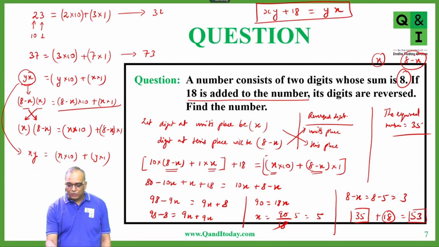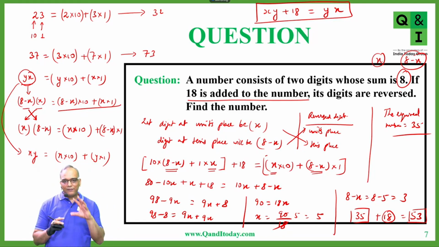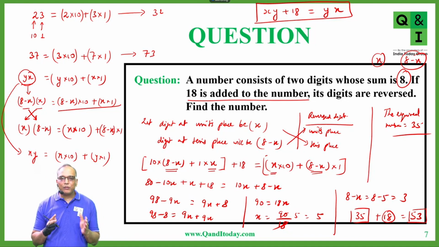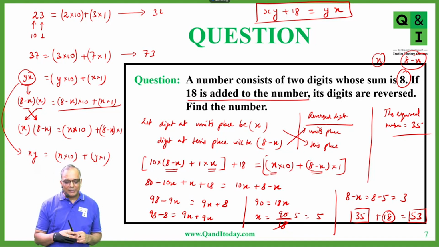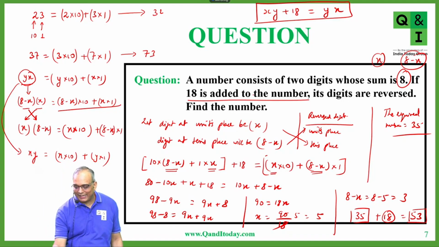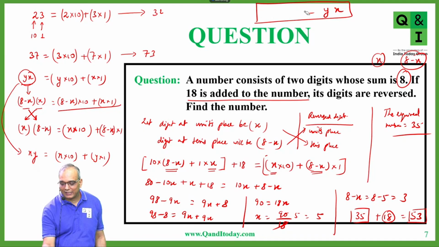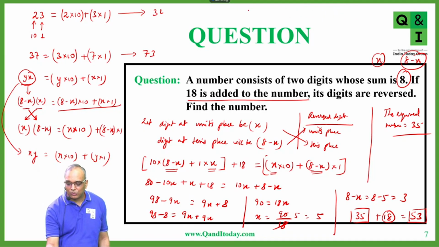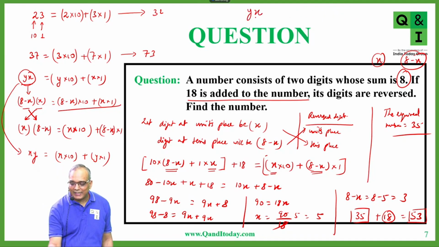So a number consists of two digits whose sum is 8, right? So I have a number which has two digits and the sum of the digits is 8. For example, that number I have taken as xy or yx. It will be better to take it as yx. So if I have a number yx, x is my units place and y is at tens place. And it is given that the sum of the digits, x plus y, is 8.